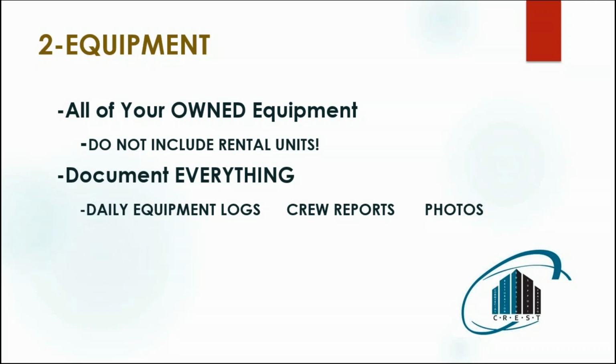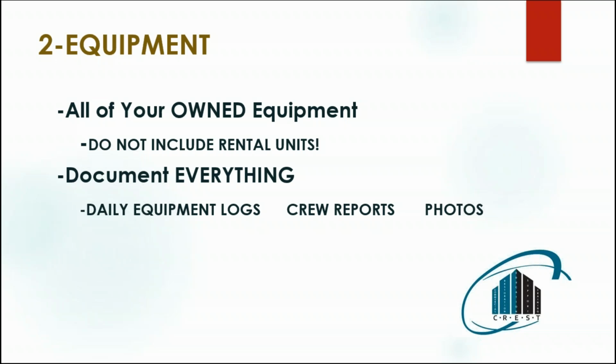Second part of your T&M invoice is going to be the equipment, all of your owned equipment, and I stress owned in capital letters. Do not include rental equipment. If you rent equipment, that would be considered a subcontract relationship, and you should be receiving an invoice from your rental company for that equipment. You are not entitled to put equipment that you do not own into this category. That instead has to be in the subcontractors.